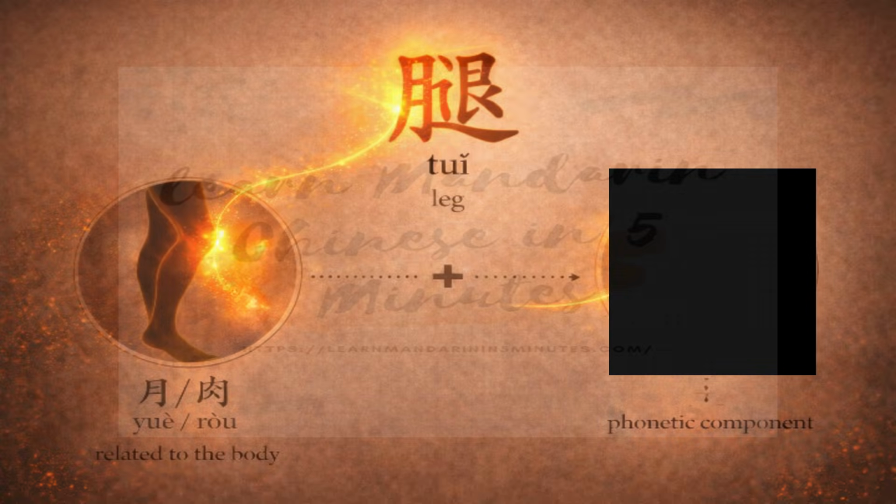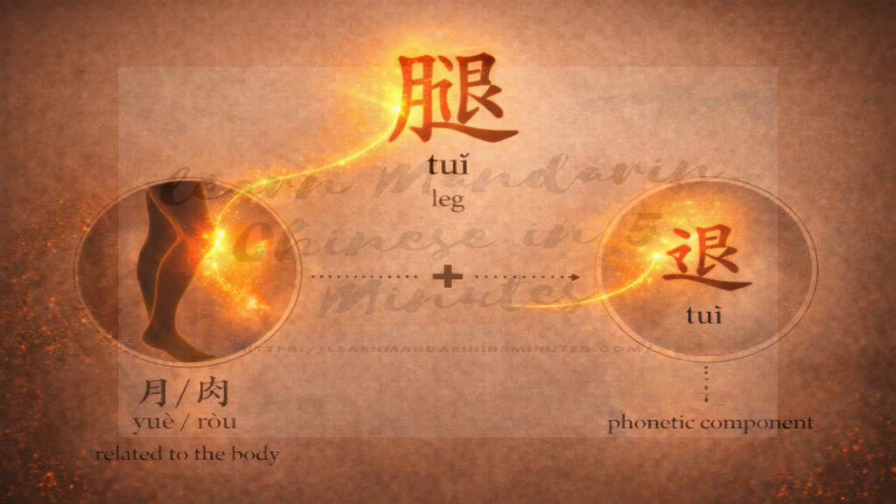Take 腿, leg. On the left, you see this component. It looks like 月, but here it actually comes from 肉, meaning flesh, body. It's not moon. So that tells you this character is probably related to the body. On the right side, you have 退. That part gives you a sound clue. So this whole character is built like this. Body meaning plus sound hint.